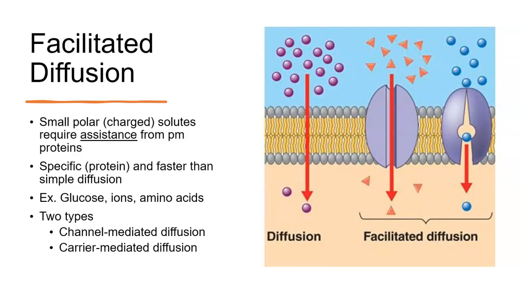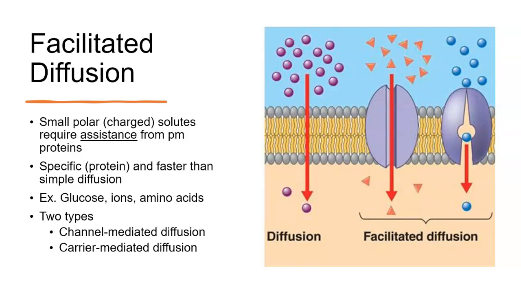To facilitate means to help, to help or assist something to happen. So small molecules that are charged or polar, so charged ions, charged molecules, polar molecules, they're basically blocked from getting across the plasma membrane. So they have to be transported in or out of the membrane using a protein in the membrane. The protein facilitates the act of diffusion.